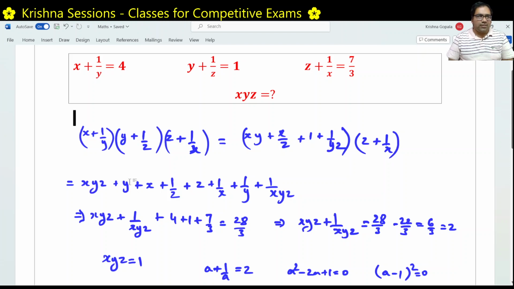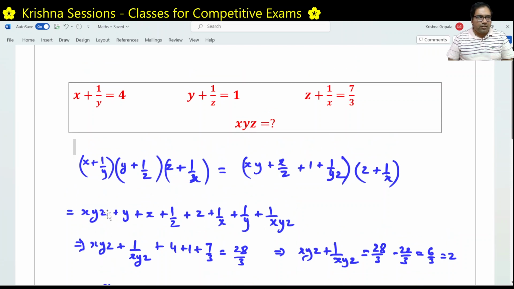So xyz plus y plus x plus 1 by z plus z plus 1 by x plus 1 by y plus 1 by xyz. Now if you see, we have got xyz plus 1 by xyz plus x plus y plus z plus 1 by x plus 1 by y plus 1 by z. Right, we have multiplied all these three terms. But if you sum these three terms, what will it become? It is x plus y plus z plus 1 by x plus 1 by y plus 1 by z.